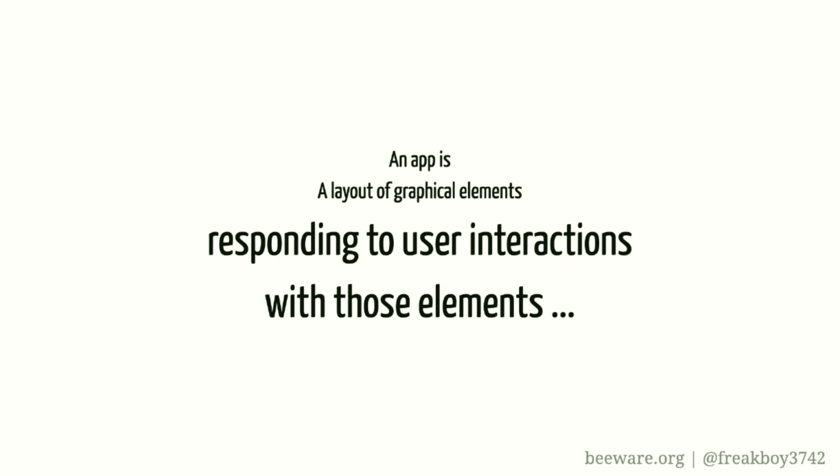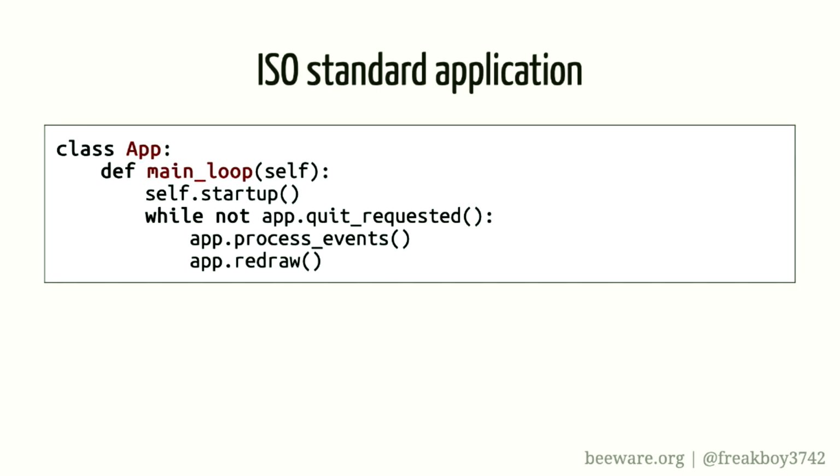Our app responds to user interactions with elements in our layout. Now, earlier when I spoke about starting the app, I mentioned the event loop as being what runs the app. Let's peel back the lid on an ISO standard GUI app and see what we find inside. No matter the GUI framework, what you will essentially find is this. When you invoke the main loop, the startup method is invoked, which creates the GUI. Then you start a literal loop. The loop is essentially while not quit, process events, redraw.